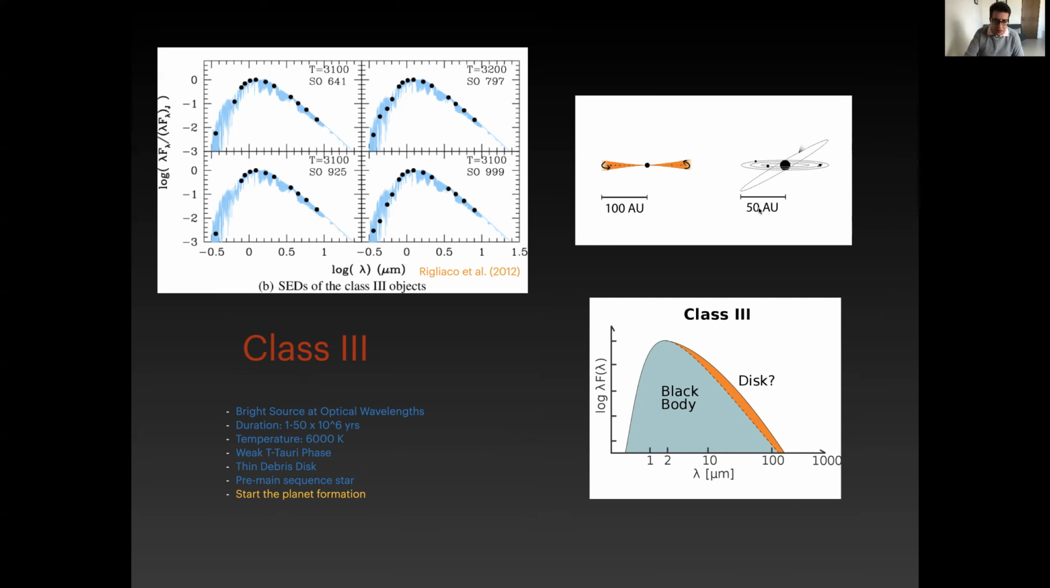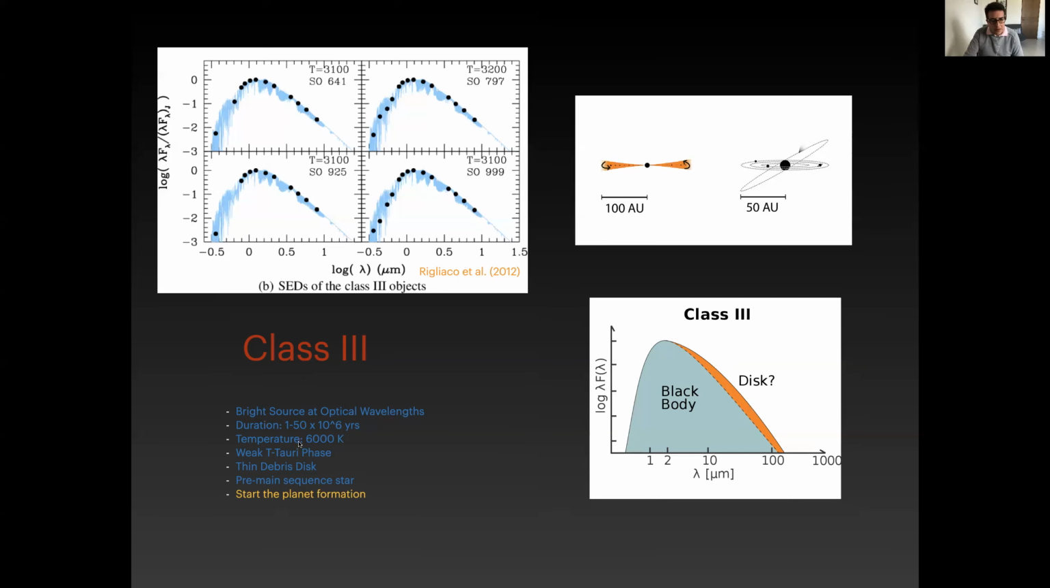without much dust and not much gas. Everything seems to be erased and photoevaporated by the radiation from the star, and maybe some material also falls to the star in this phase. What are the important things about this class? Well, you also have the bright source in the optical. I mean, you have already formed the star. The duration is really large, like 10 to 50 times 10 to the 6 years.